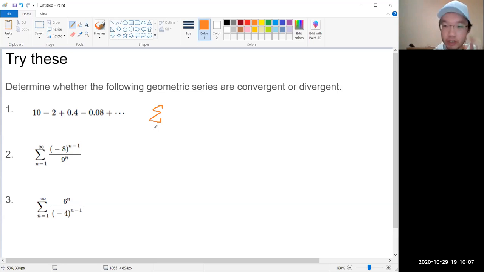Did you guys have time to finish it? I thought 5 minutes should have been enough. All right, so we want it in one of the following forms. We want it either like this, AR to the N, or you want it like this, AR to the N minus 1. I mean, they're both the same thing, so it doesn't matter.